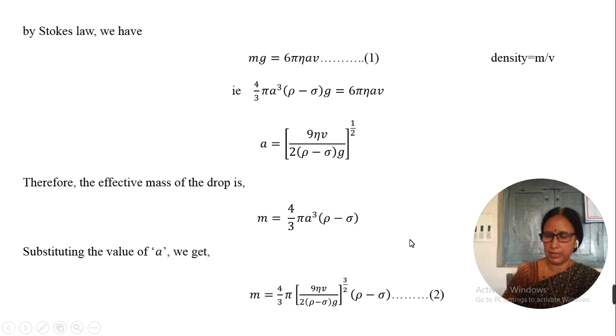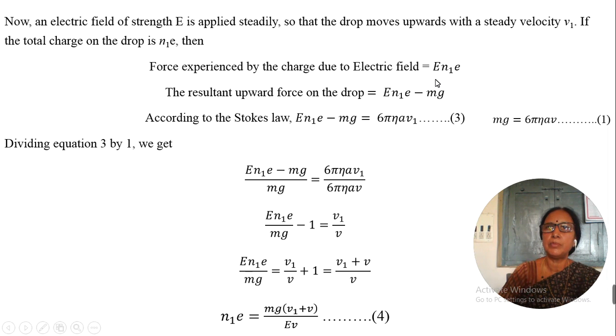Then the net force acting on the drop due to the electric field is given by capital E into n1 into small e, where capital E is the strength of the electric field and n1 e is the total charge on the drop. Therefore, the resultant upward force on the drop is E n1 e minus mg. We take minus mg because the force due to the electric field acts upward, whereas the force due to gravity acts downward. Therefore, the resultant force is this quantity minus mg.